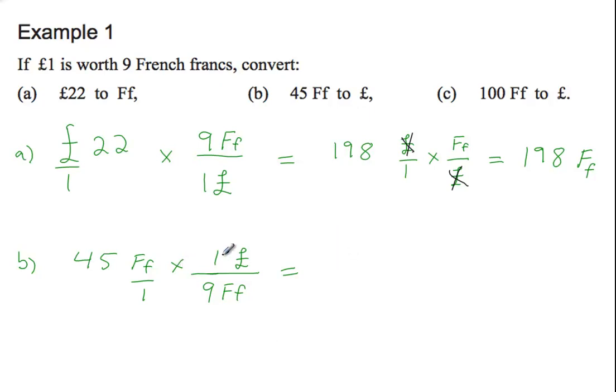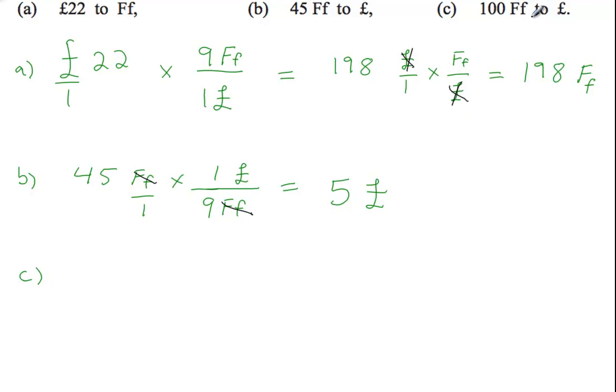So 45 times 1 divided by 9, that's the same as 45 divided by 9. And 45 divided by 9 gives us 5. Okay, the French francs cancel, which is great. That's why we set it up this way. And we're left with pounds, which is what we want. So 45 French francs equals 5 pounds.